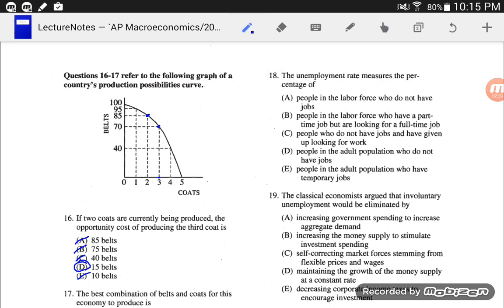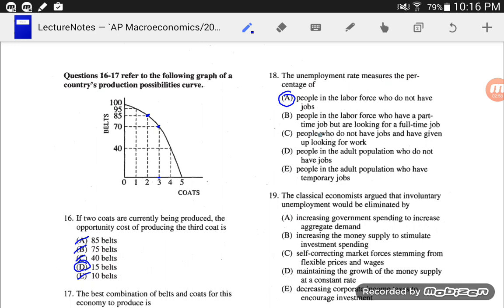Number 18. The unemployment rate measures the percentage of... The key here is, of course, that it's people who don't have jobs, but it's not just everybody who doesn't have jobs, because there are some people who don't really want jobs, like my retired parents. So it's people who are in the labor force who do not have jobs. They've got to be counted as part of the labor force.